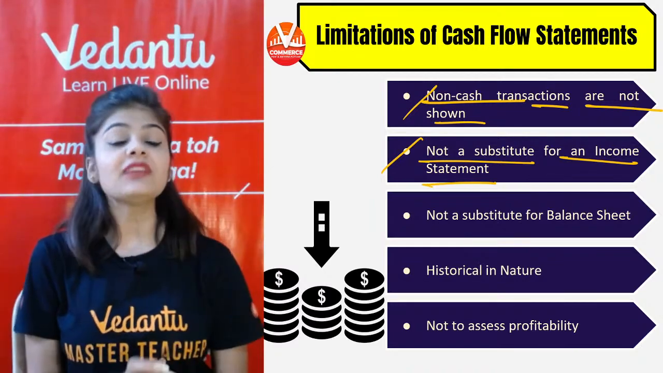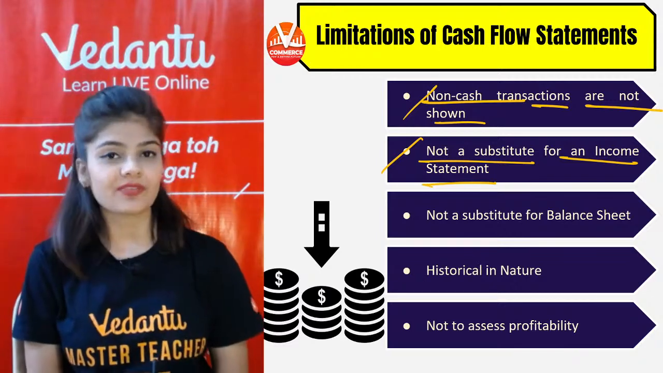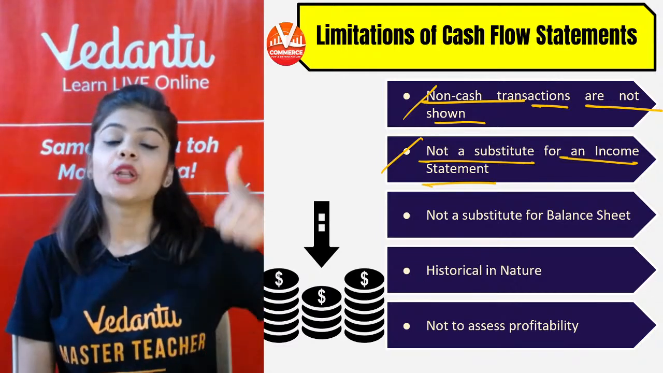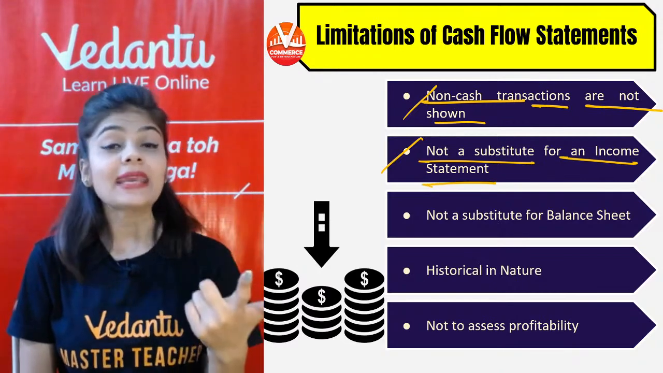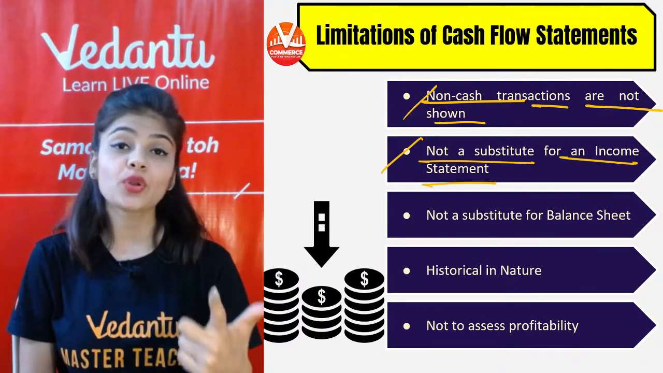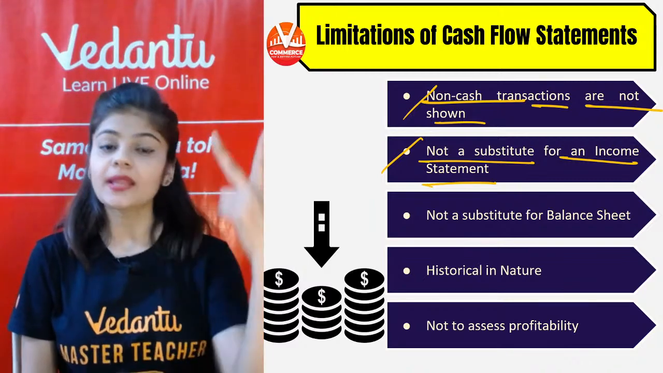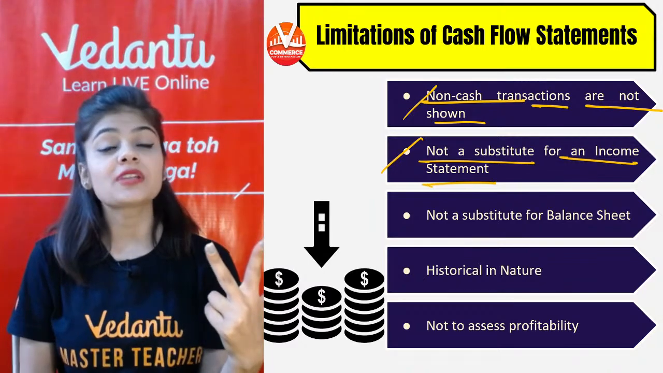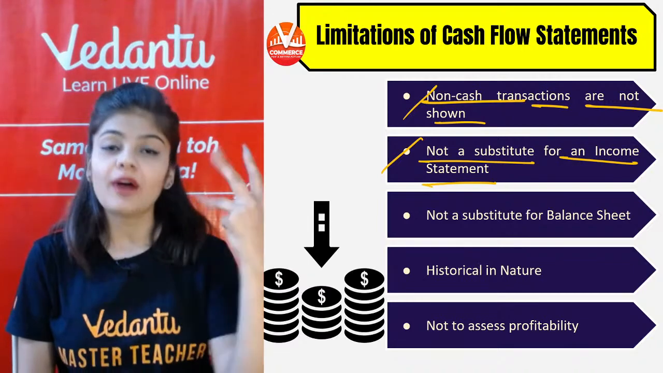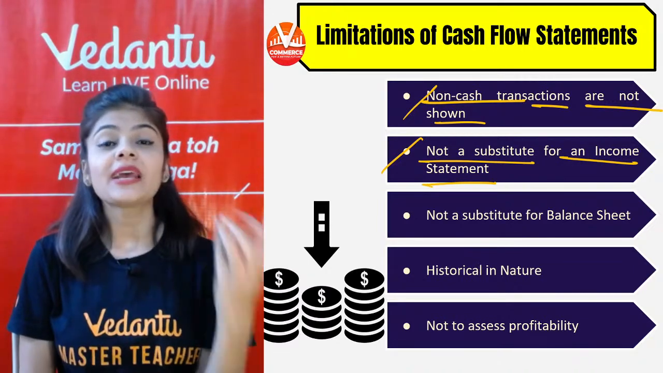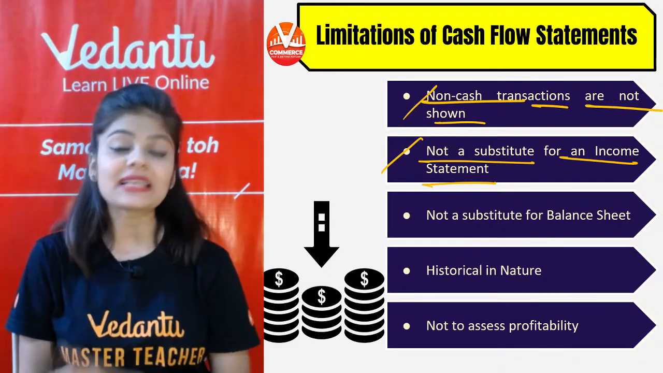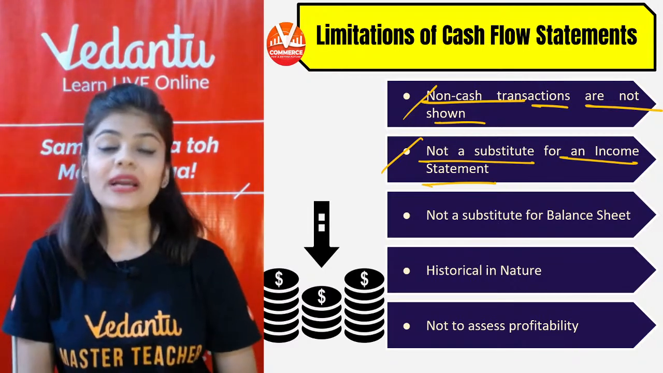So these are the 5 limitations of cash flow statement. First, non-cash transactions are not recorded. Second, it is not a substitute of income statement. Third, it is not a substitute of balance sheet. Fourth, it is historical in nature. And fifth, it cannot help in assessing the profitability or earning capacity.